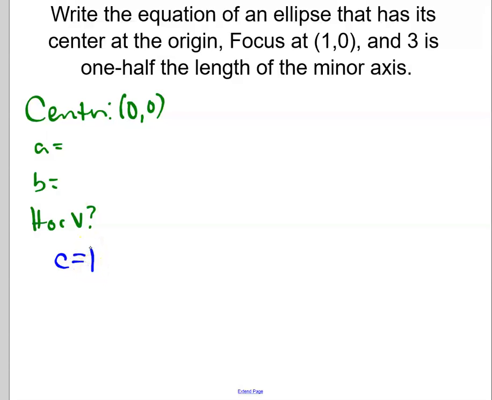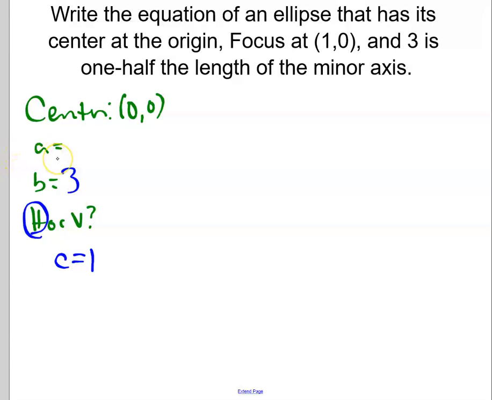That also tells us which direction our major axis goes, because our focal points are on the major axis. So if my focus is 1 unit to the right of the center, that means that it's got to be horizontal. All right, then it also says 3 is half the length of the minor axis. So the length of the minor axis is going to tell me my B. And since 3 is half the length, that's going to be from the center just to one of the points, which is going to be my B. So B equals 3.